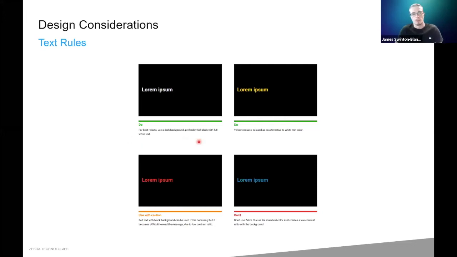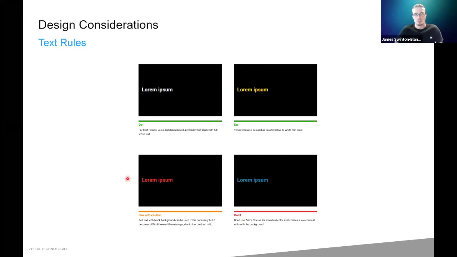White text on black background is your go-to. Yellow text on a black background then can be useful if you need to denote some sort of warning to the user, or if you need to bring their attention to something, then yellow on black is a good way to do that. In a similar vein, red on black, I've put this down as use with caution.